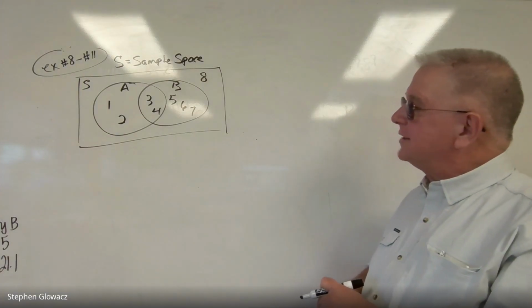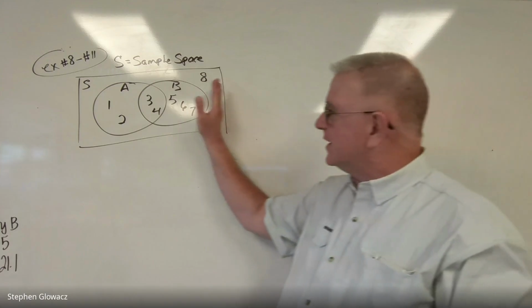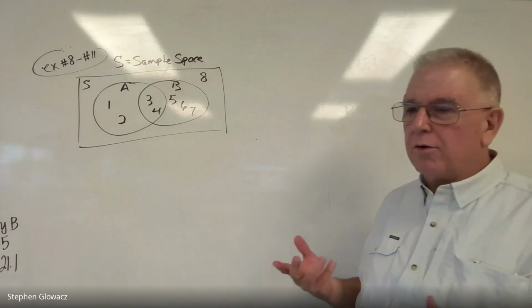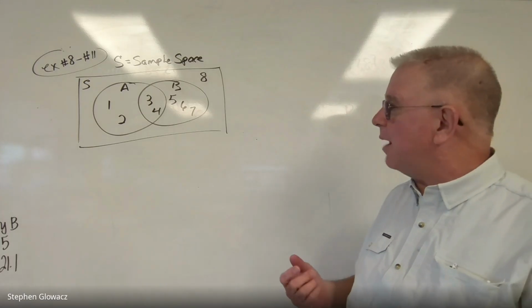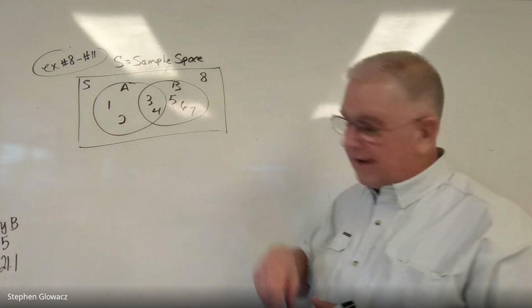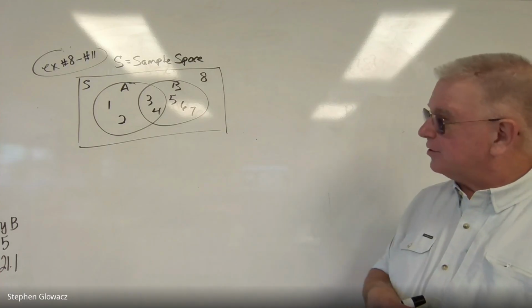And so let's explain how all this works. Our universe is contained in this rectangle. So all the numbers we care about or we're going to be concerned about in this problem are just the numbers 1, 2, 3, 4, 5, 6, 7, and 8 again. And so that's our sample space.